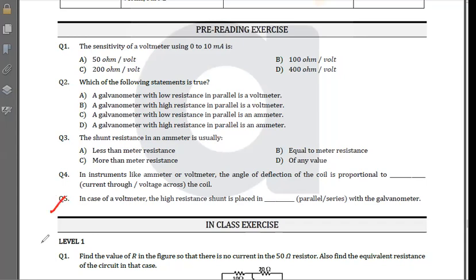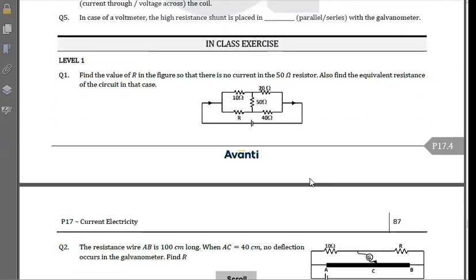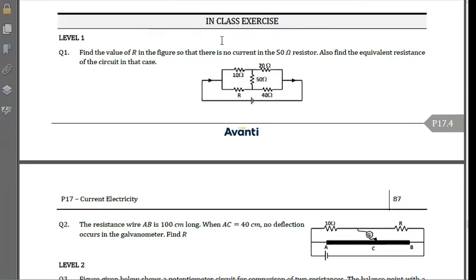Okay. Fifth one. In case of a voltmeter, the high resistance shunt is placed in series or parallel? Easy. Series. Correct. Very good. So this is based on the theory that we have studied. Now let us see some problems. So the first one is easy. It is based on the Wheatstone bridge. We have already done these problems, right?